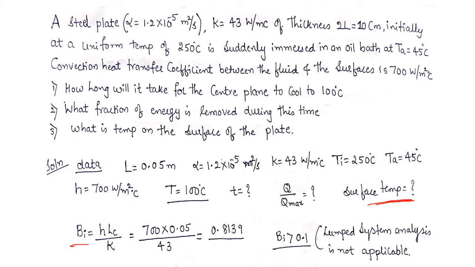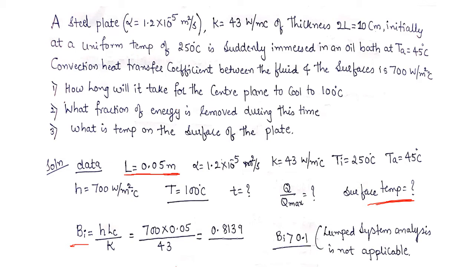We have already derived it in the previous classes while dealing with the theory. So the characteristic length Lc for a slab will be equal to L only, where L is half the thickness of the plate. Here 2L is given as 10 centimeter, so L is 5 centimeter, that is 0.05 meter. So the characteristic length Lc will be equal to L, half the thickness of the plate.